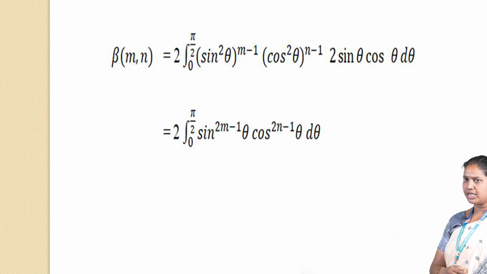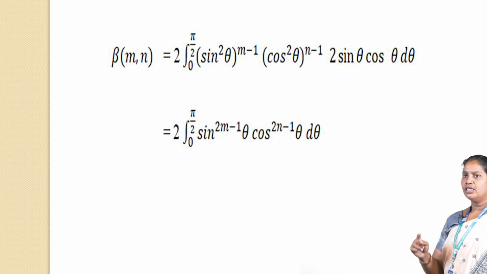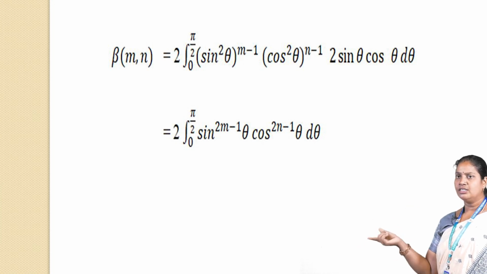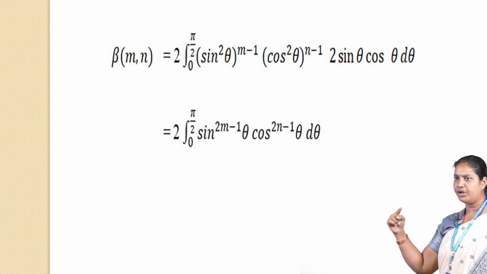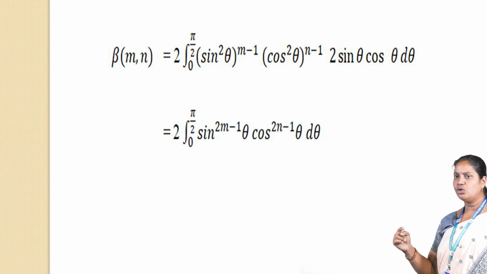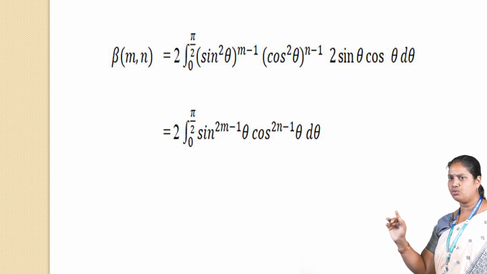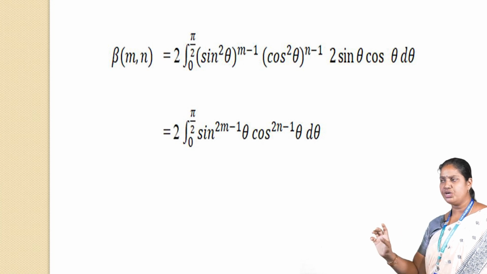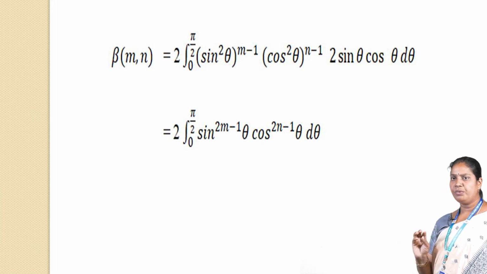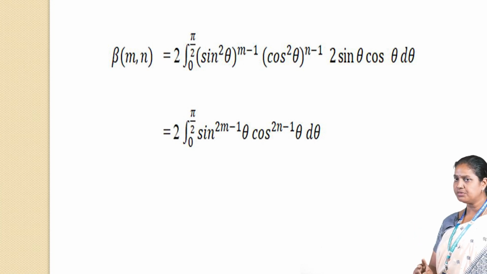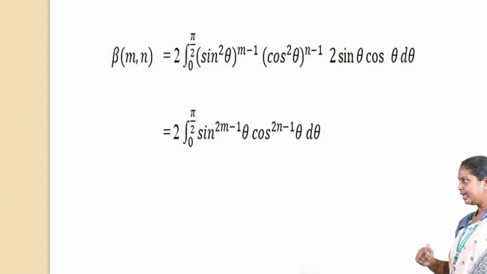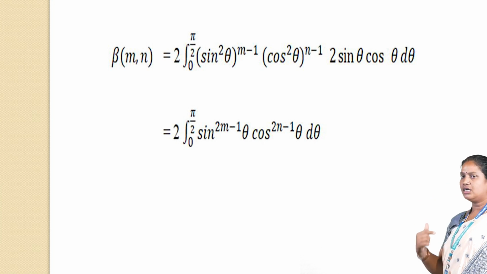So we will take the 2 outside, which is equal to 2 times integral 0 to pi by 2 sin power 2m minus 2, and already there is a term sin theta. So again using the rule, a power m into a power n is nothing but a power m plus n. So sin power 2m minus 2 plus 1, so sin power 2m minus 1 theta. Similarly cos power 2n minus 1 theta d theta. So beta of m comma n is equal to 2 times integral 0 to pi by 2 sin power 2m minus 1 theta cos power 2n minus 1 theta d theta.